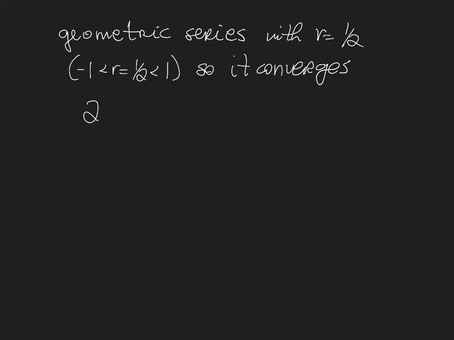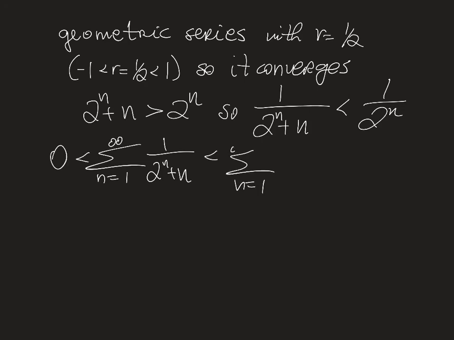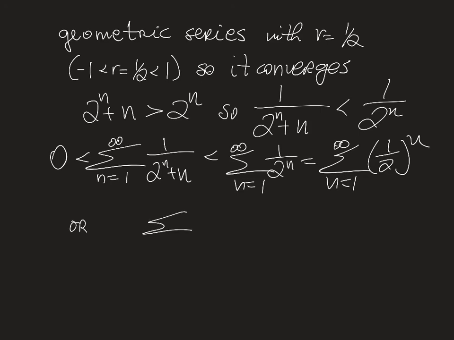And now let's compare the A sub n series. So we're going to look at the denominators. 2 to the n plus n is bigger than just 2 to the n by itself. If we then flip them, the fraction 1 over 2 to the n plus n is less than the fraction 1 over 2 to the n. And so the series 1 over 2 to the n plus n is greater than 0 and less than the summation from n equals 1 to infinity of 1/2 to the n. That's a geometric series with r equals 1/2, so it converges.